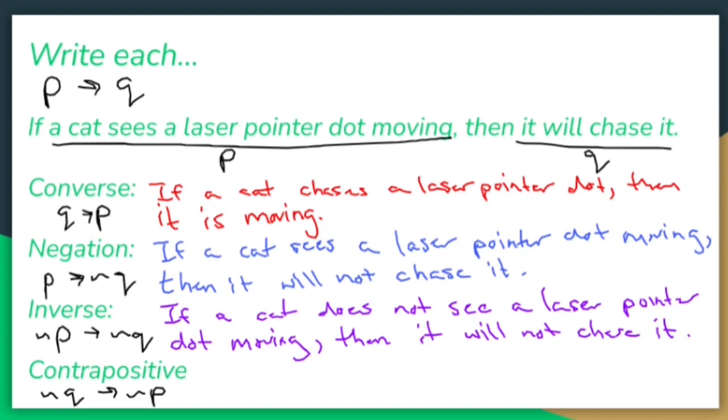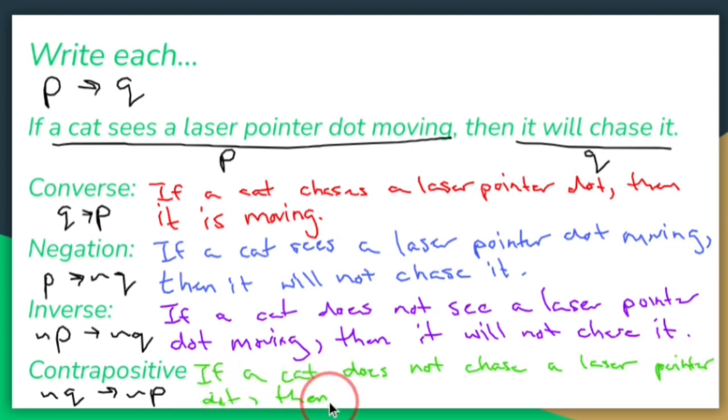Last but not least, we have our contrapositive, which is basically you rewrite out Q but throw nots in front of both of those. So if a cat does not chase a laser pointer dot, then it is not moving. So as you can see, these aren't fun.